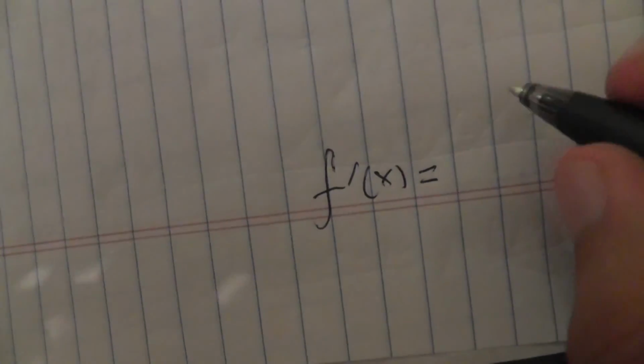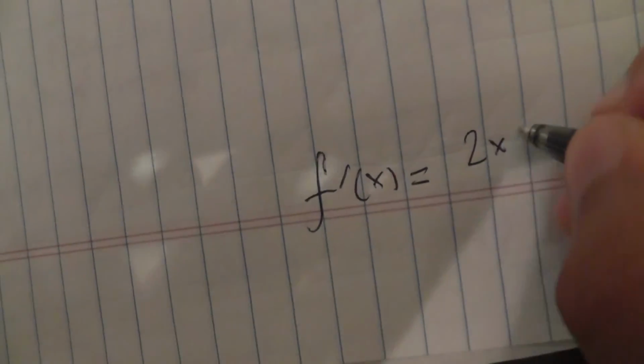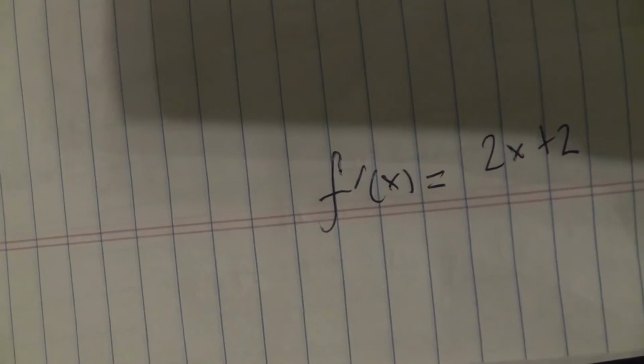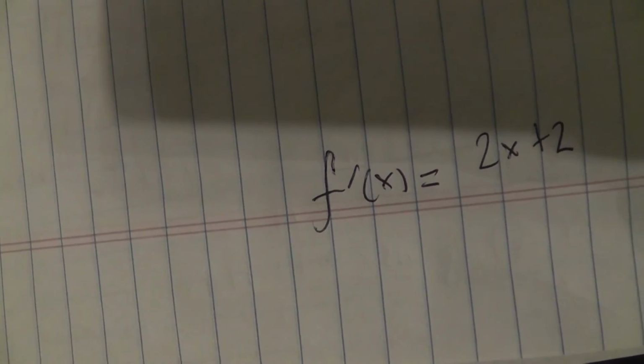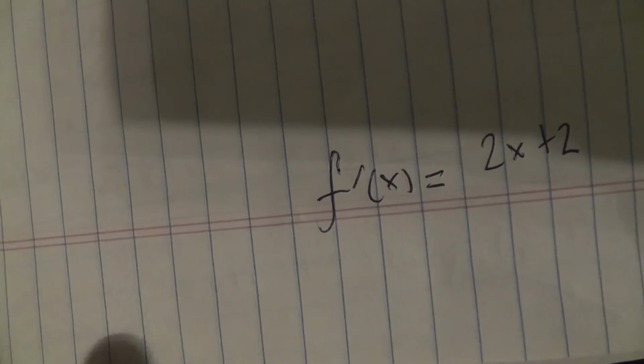And we get the derivative of the function we had previously is going to be 2x plus 2, because h approaches 0, so all the h's go to 0. And that's how, through first principles, we get our derivative.